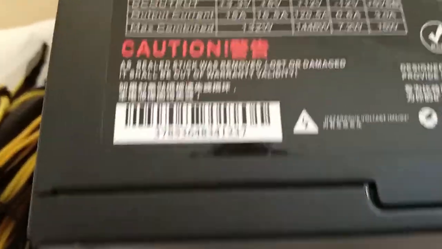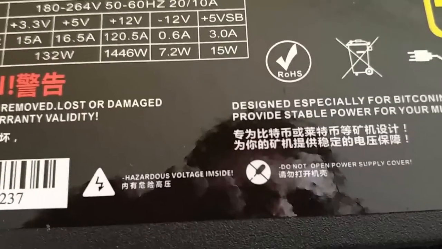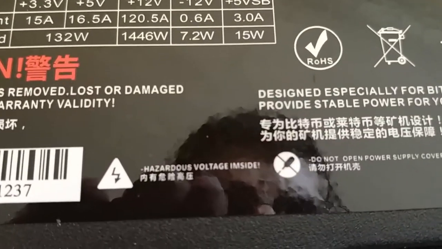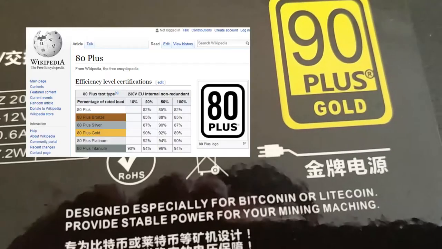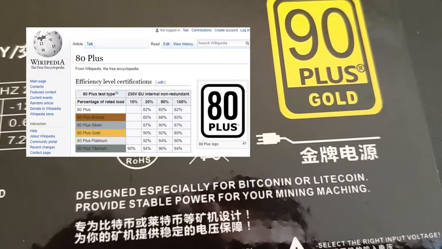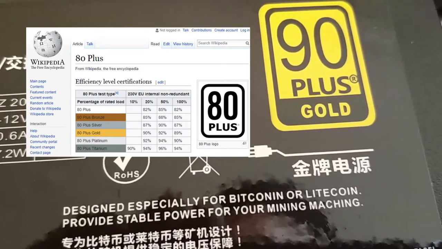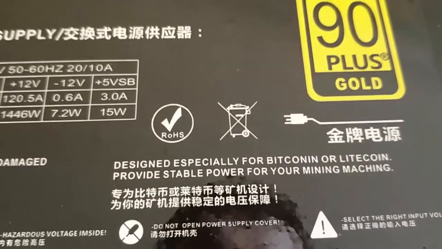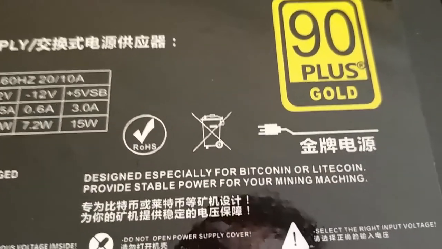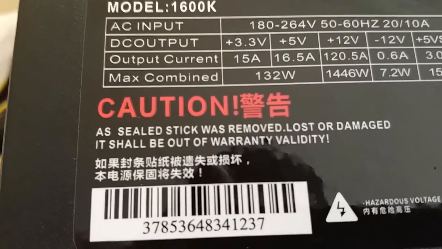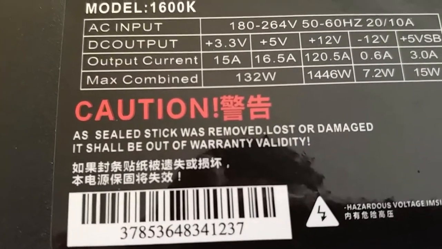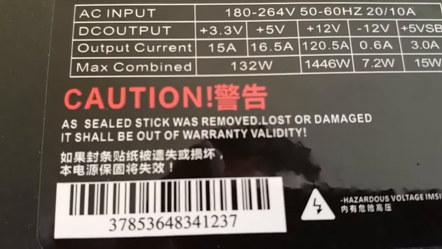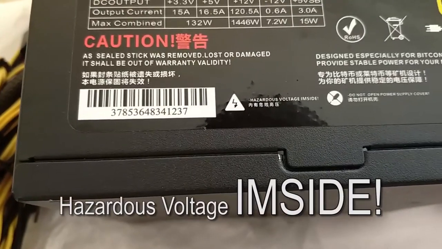Okay, so these power supplies say that they are designed especially for Bitcoin or Litecoin mining, to provide stable power for your mining machine. It has a 90 plus gold sticker and I think it's supposed to be an 80 plus gold sticker. You don't get a 90 plus gold sticker. Also, the listing was advertised as platinum. This can't be platinum if it says gold. There's a caution sticker on there. If the seal sticker is removed, lost or damaged, it shall be out of warranty validity. Everything else looks in correct English.